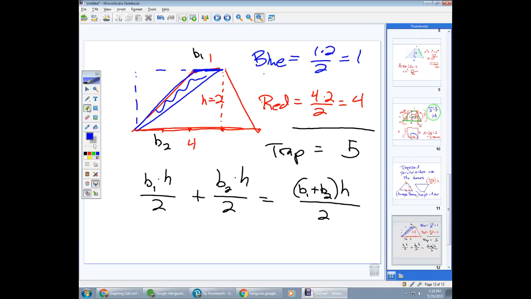And if you look at that formula, it's got hiding within it the formula we wrote the other way. The average of the bases times the height. So all 3 of those ways are correct. So just use the one you're good at. There's lots of different ways geometrically to play with this.